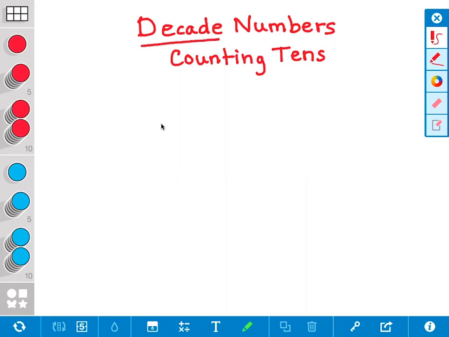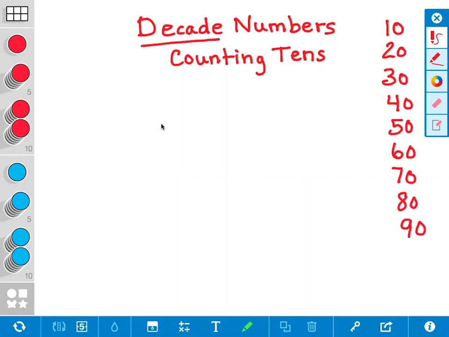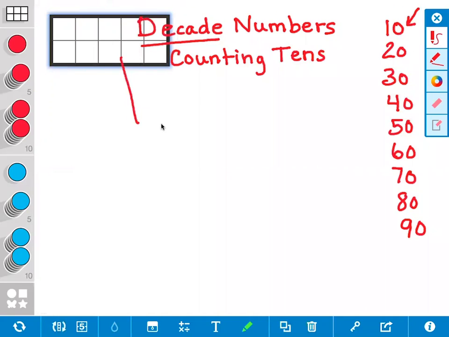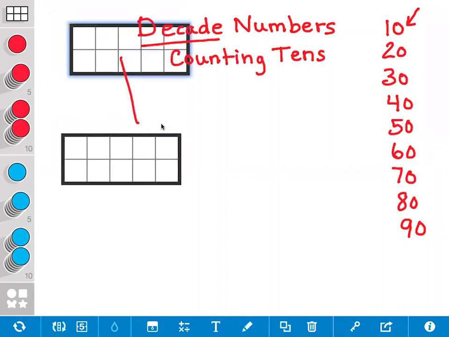Our decade numbers, and we've been counting them, you counted them in kindergarten, you counted them in first grade, are 10, 20, 30, 40, 50, 60, 70, 80, and 90. Those are all numbers that are just groups of tens. And you look right here, no little ones there. So let me show you what that means with the 10 frames. So I'm going to get some 10 frames. Let's put them right here where we can see them.